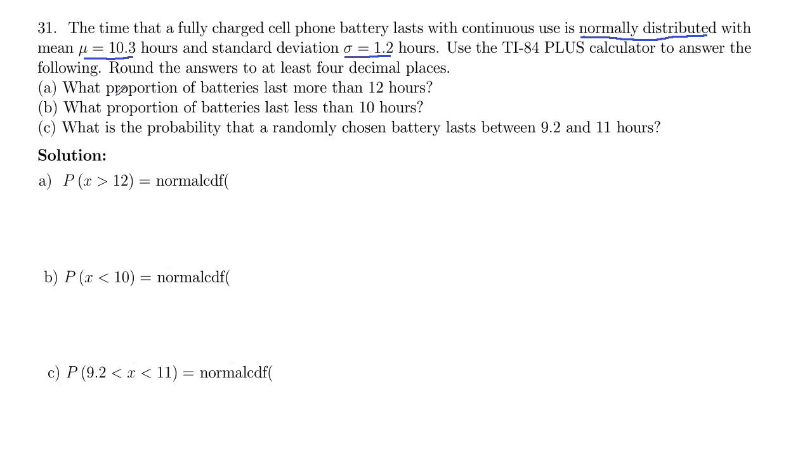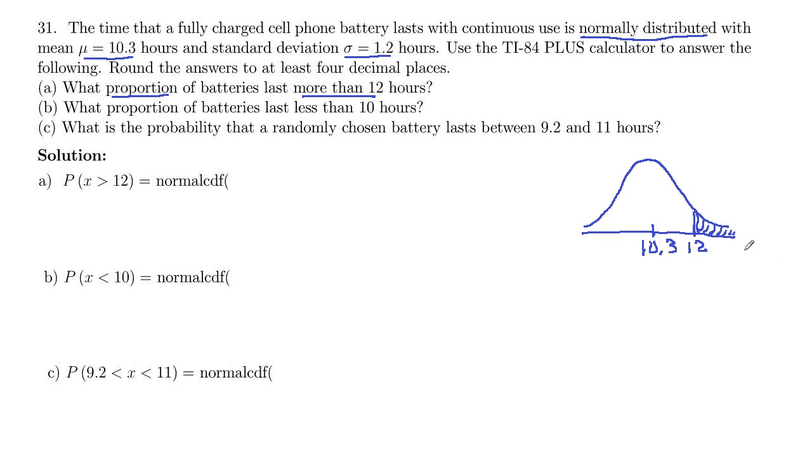So what proportion, that's going to be part of the area under the normal curve, so we'll use normal CDF to find these. What proportion of batteries last more than 12 hours? That's asking what's the probability that x is greater than 12, where x is the time that our battery lasts. That's our random variable. If we sketch a distribution curve here, we have a mean of 10.3 hours in the middle. And then we want to know x greater than 12, so 12 is over here to the right somewhere. And we want to know the proportion of area that's above 12.